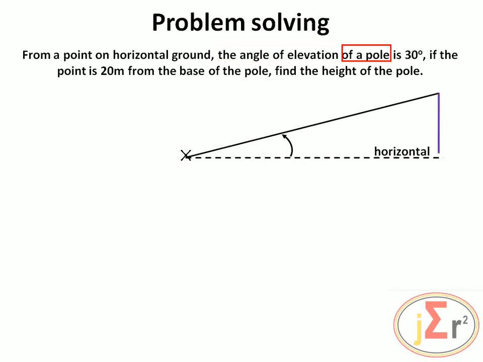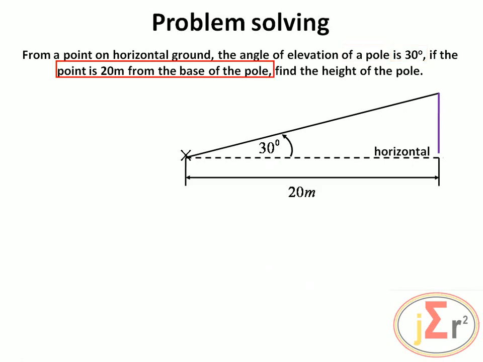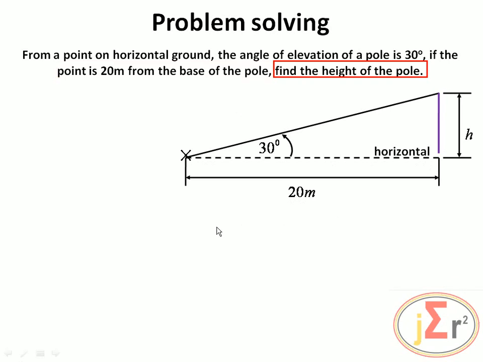So we have the pole right there. The angle of elevation is relative to this pole, and the pole is indicated right there. And we say that it is 30 degrees, and our 30 degrees is shown right there as the angle of elevation. Now it says if the point is 20 meters from the base of the pole, so we have 20 meters from the base of the pole. Here's the point, the base of the pole, 20 meters. So we're going to find the height of the pole. So we need to determine the height of the pole, and that is h. How do we do that?